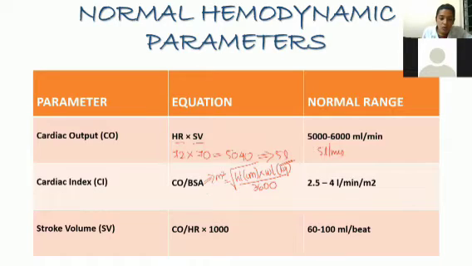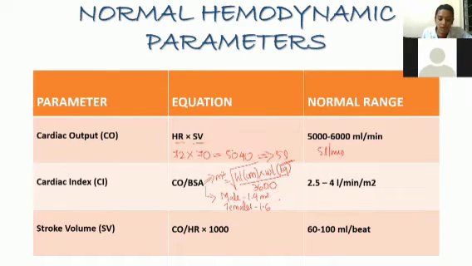Okay. So in males, the normal body surface area is usually 1.9 meter square, and in females it is 1.6. Okay, so this is the average only.